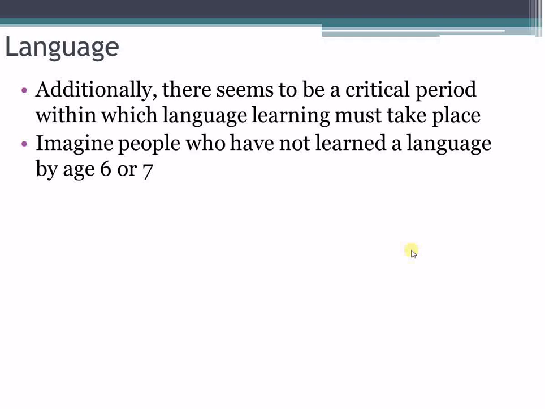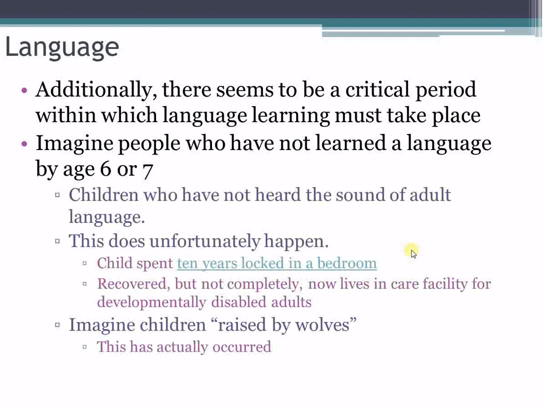Additionally, there seems to be a critical time period for language learning to take place, right? This is between 0 and about 5 years old. I mentioned earlier, if you raise a child in a bilingual household where they're hearing both Spanish and English, they will learn both of those languages. If you put them in a trilingual household where they're getting a steady flow of Spanish, French, and English, they will learn all three of those languages, right? But only if it occurs during this critical time period. If you can imagine children who have not learned language by the age of 6 or 7, it's very difficult for them to catch up. They do catch up, but it's difficult.